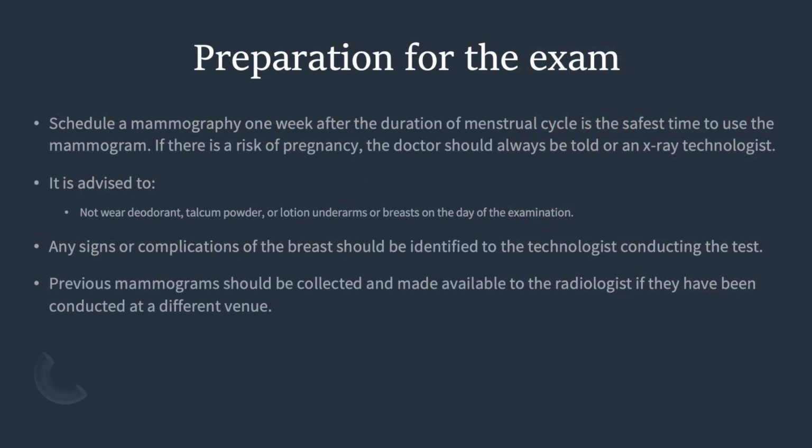Preparation for the exam. A mammogram should not be scheduled for the week before the menstrual cycle. One week after the period is the safest time to have the mammogram. If there is a risk of pregnancy, the doctor or X-ray technologist should always be told. It is advised to not wear deodorant, talcum powder, or lotion on the arms or breasts on the day of the examination, which may appear as calcium spots on the mammogram.